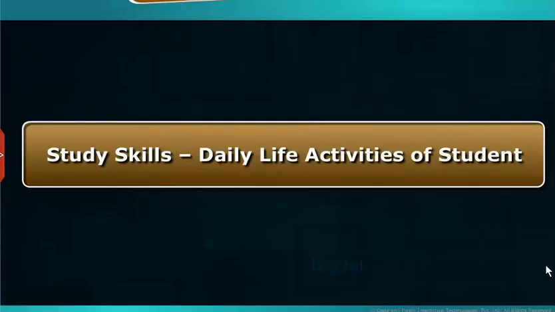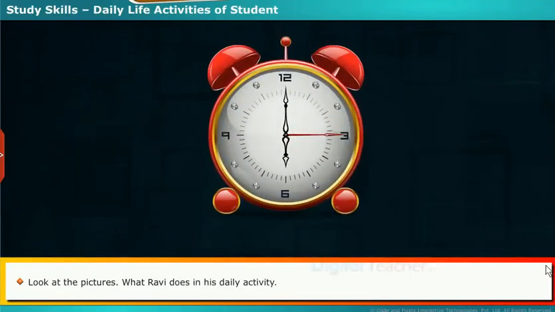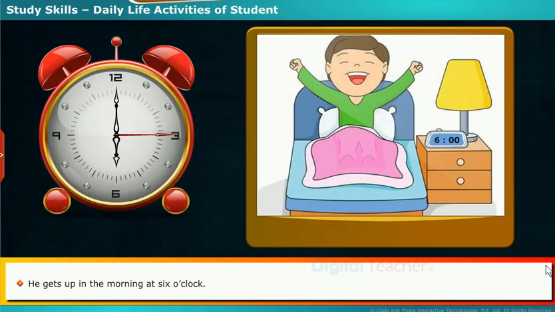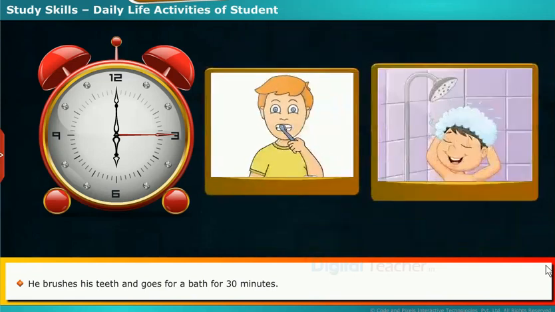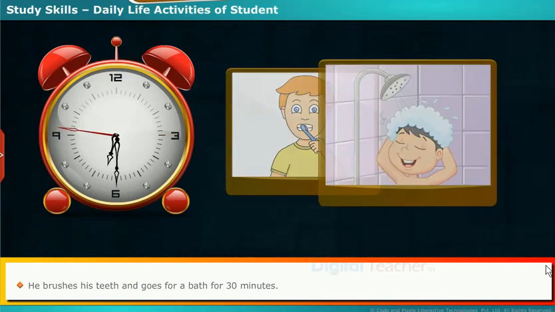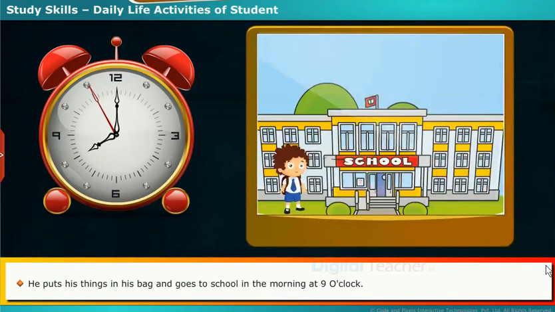Study skills. Daily life activities of student. Look at the pictures. What does Ravi do in his daily activity? He gets up in the morning at 6 o'clock. He brushes his teeth and goes for a bath for 30 minutes. After that, he eats breakfast by 8 o'clock. He puts his things in his bag and goes to school in the morning at 9 o'clock.